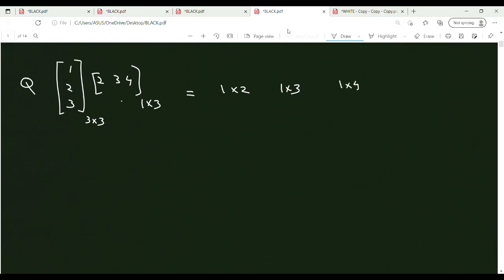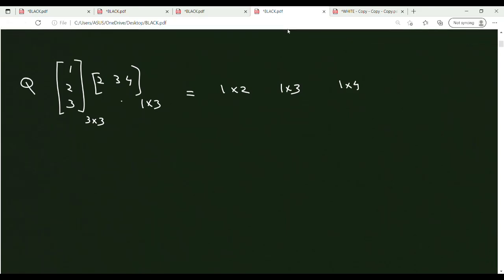I hope you have got my point. If you haven't, then please rewatch it. I am sure you will understand. But still I am explaining it to you again. We will multiply the first row, and in this row we have only one element. And in this column we have only one element. Okay, so I think now you have got my point.